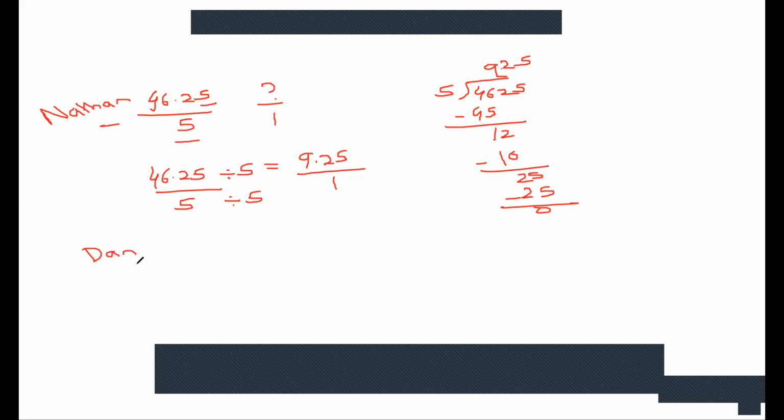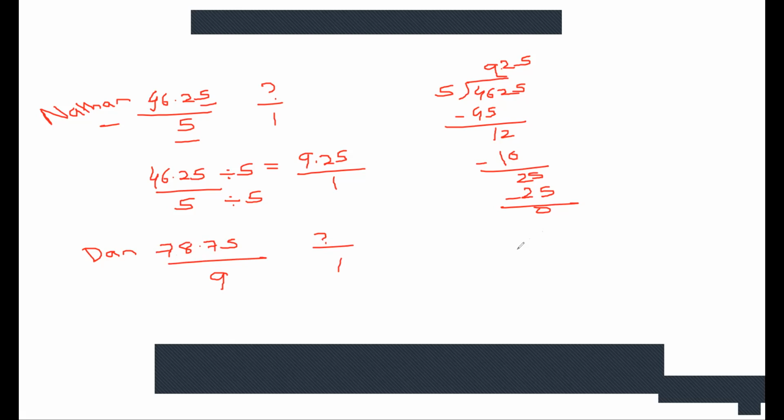How much did Dan get as his salary? 78.75. He received it in how many hours? 9 hours. 1 hour is how much?